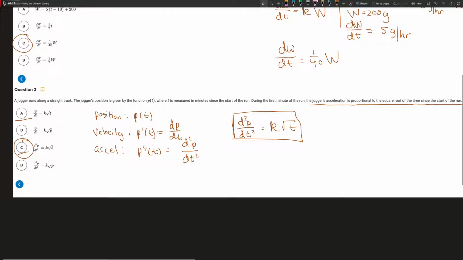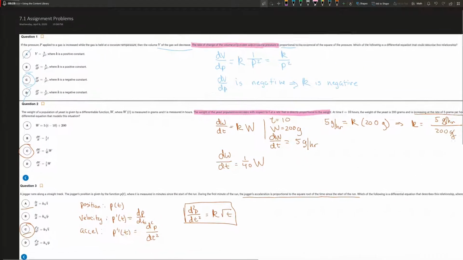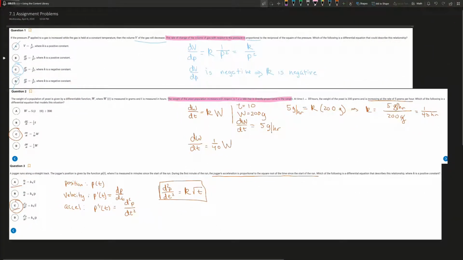So I hope that these three problems made a little bit more sense. These three problems were missed by a lot of people, and I think it's just because of silly mistakes, especially number 1. That one was kind of tricky to get your head around because a lot of you picked B, but it's actually C, and there's a very simple reasoning for that.